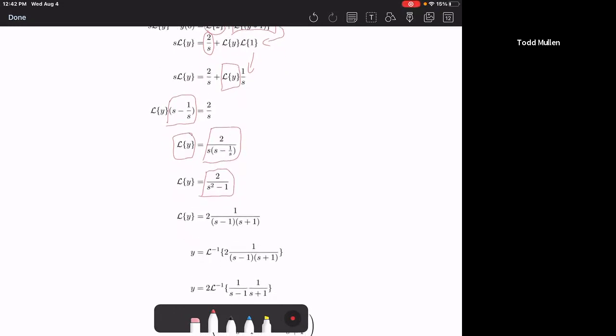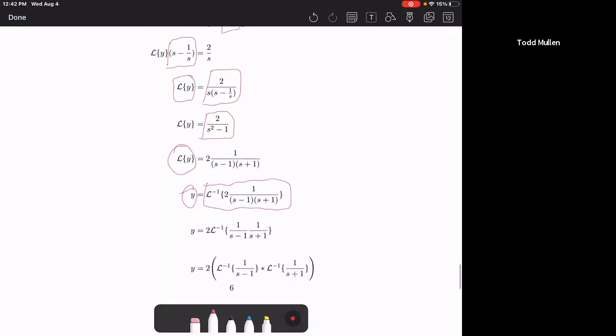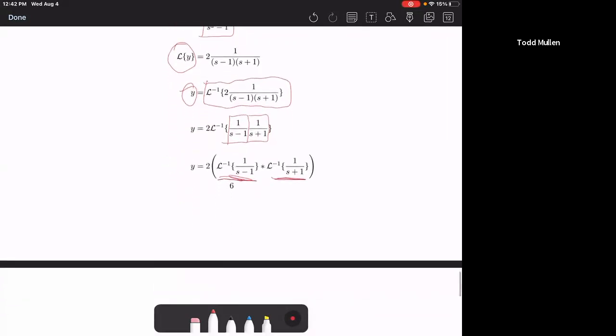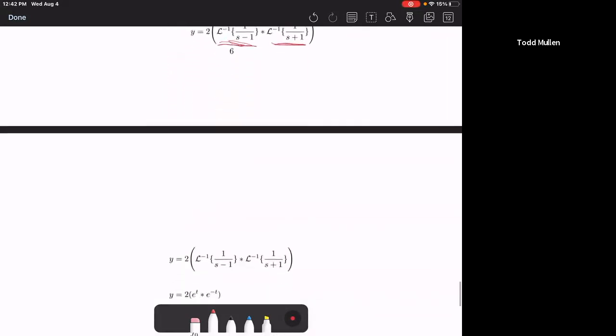That is itself a product. And when we take the inverse Laplacian of this to get y, we have to take the inverse Laplacian of the right side. And we're quite pleased to see that this is the inverse Laplacian of a product of two simpler things. So that's the inverse Laplacian of 1 over s minus 1 convoluted with the inverse Laplacian of 1 over s plus 1. Now we know those inverse Laplacians by now. That's just e to the t convoluted with e to the negative t.